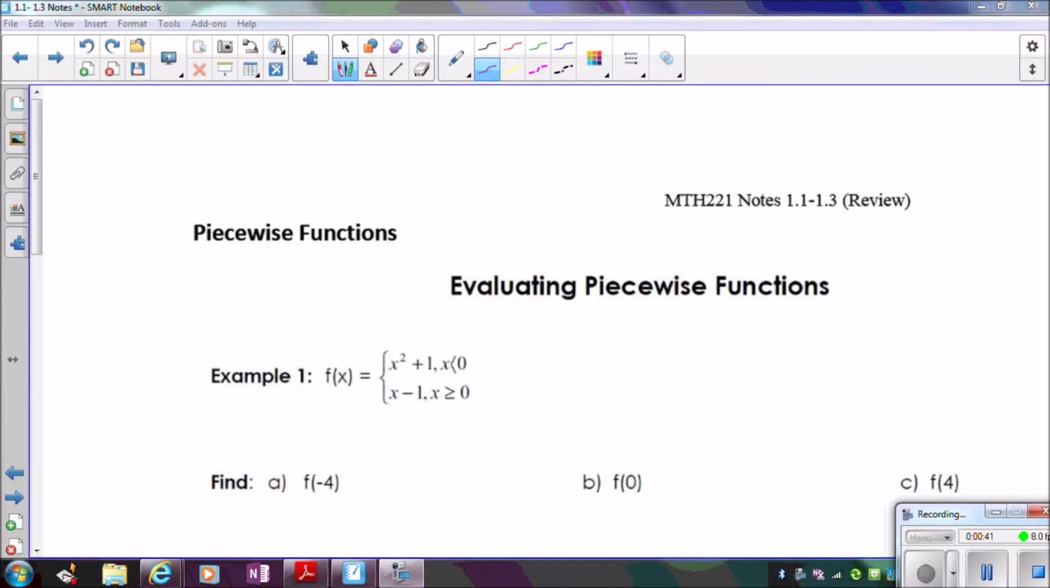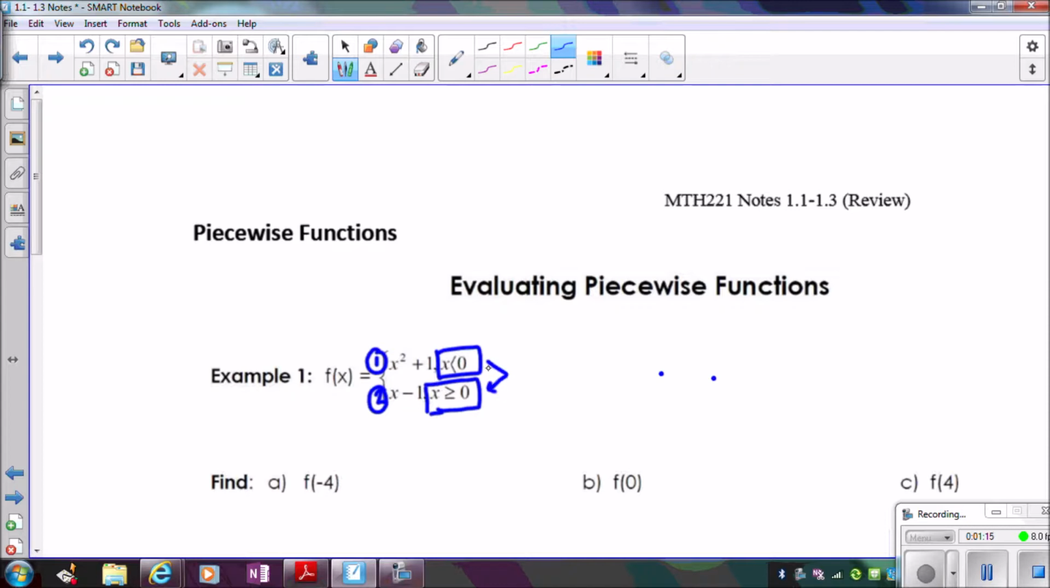So in this example, you see this bracket here, and there's 2 different parts. So these are the 2 different pieces. There's this part number 1, and there's this part number 2. Each piece contains a restriction or a condition that you have to follow. So if x is less than 0, we're going to use this first part. That's the rule we have to follow. If x is greater than or equal to 0, then I have to plug into x minus 1. That's the part of the function I want to use.